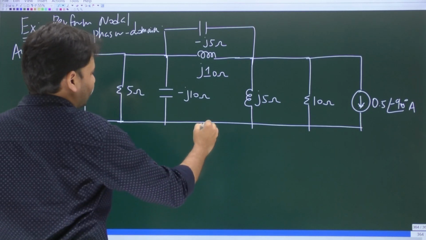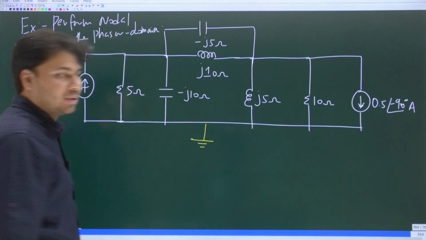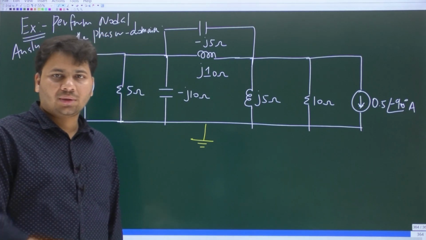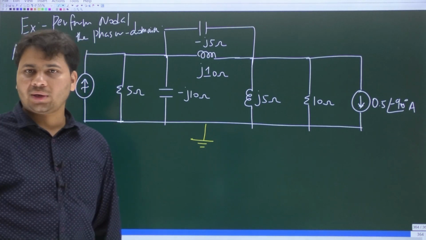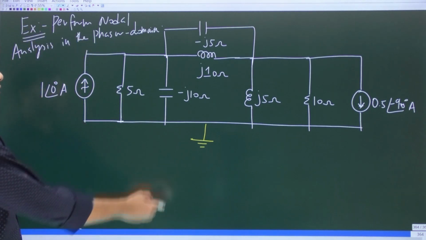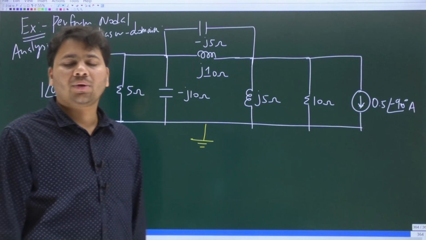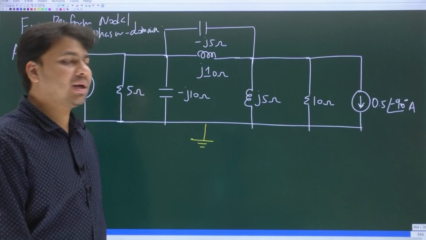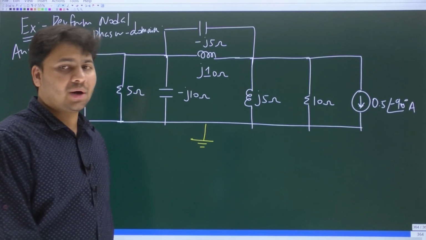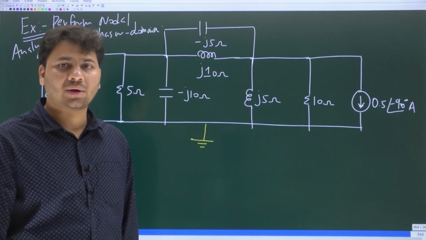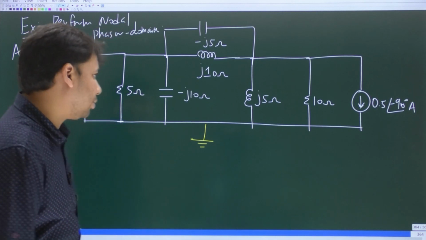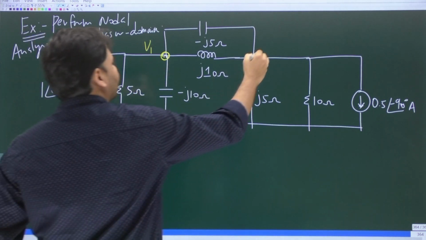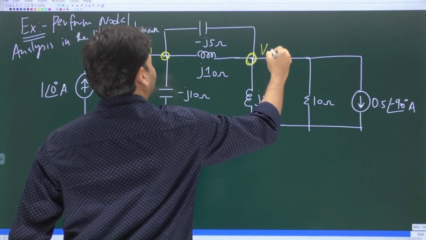So the first step is to choose one of the nodes to be ground or reference. Just for convenience, I have chosen the bottom node to be our reference or ground. Once you choose this to be ground, you should assign voltages to all the remaining nodes. There are a total of 3 nodes, and one is already chosen to be ground. Now we still have 2 other nodes. So let the voltage at this node be some V1. Let the phasor voltage at this node be some V2.